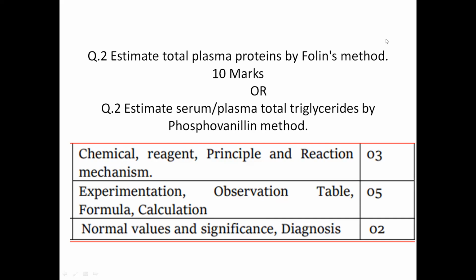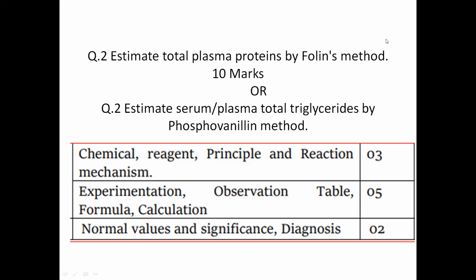Okay. So for question number 2, you basically should know the chemical reagent, principle, and reaction mechanism, and for that you will be getting 15 minutes to write and 3 marks. Initially the examiner may ask you to write the aim, requirement, and principle. They will check it, and after that only they will allow you to perform the practical.